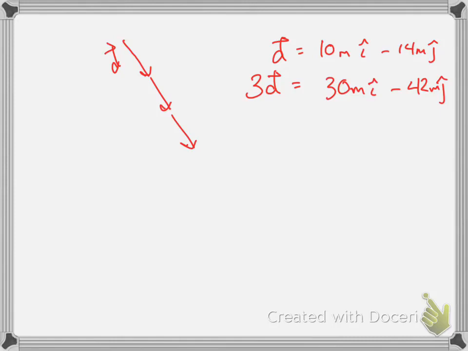So multiplying by a scalar is obvious. But there's other kinds of multiplication. You can actually multiply a vector times a vector.